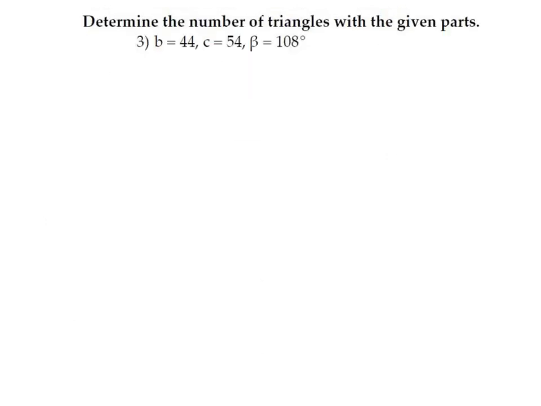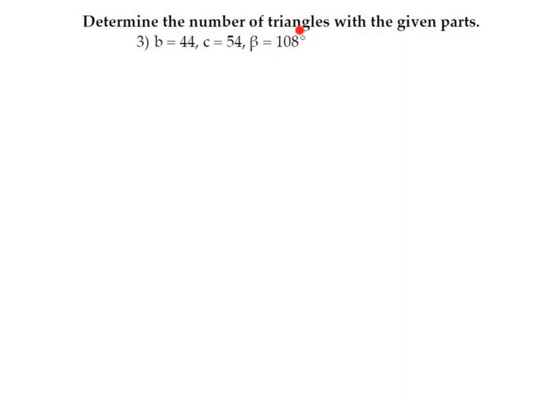Determine the number of triangles with the given parts. Now the number of triangles are either 0, 1, or 2. We have to determine of those which one this is. And if you know what to look for, for example, only one angle can be more than 90 degrees in any triangle. You cannot have more than one obtuse angle.